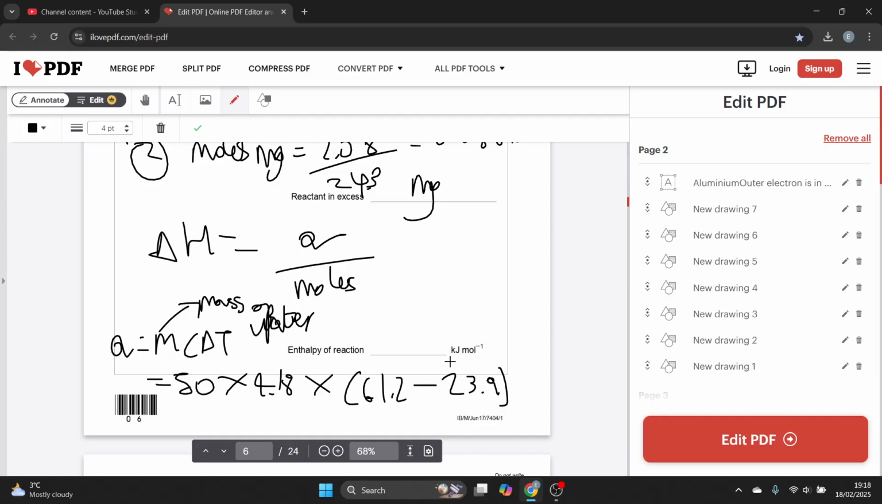wait, let me try this again. So 50 times 4.18 times 61.2 minus 23.9. Divide that by 1000. Okay, I get Q as 7.7957, divided by the number of moles.